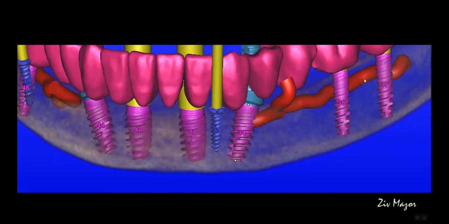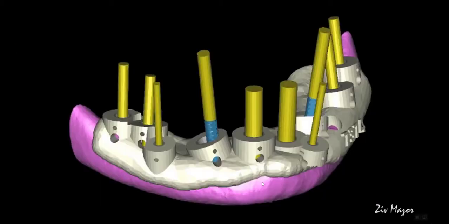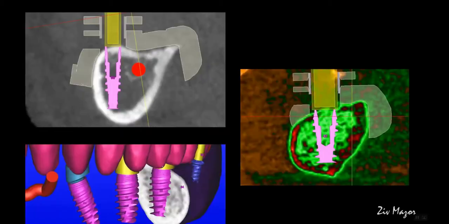which will be buccally to where the nerve is. And the same would be also on the other side. And in order to place the implants in the correct position without damaging the nerve, we have to construct a surgical guide. And that is the surgical guide that we designed. And you can see here very nicely that in the front, there is no problem with the nerve. And of course, we can place the implants right in the middle of the ridge.